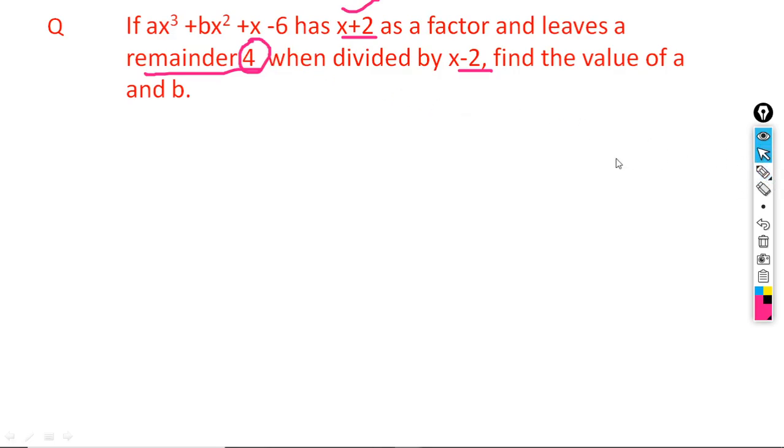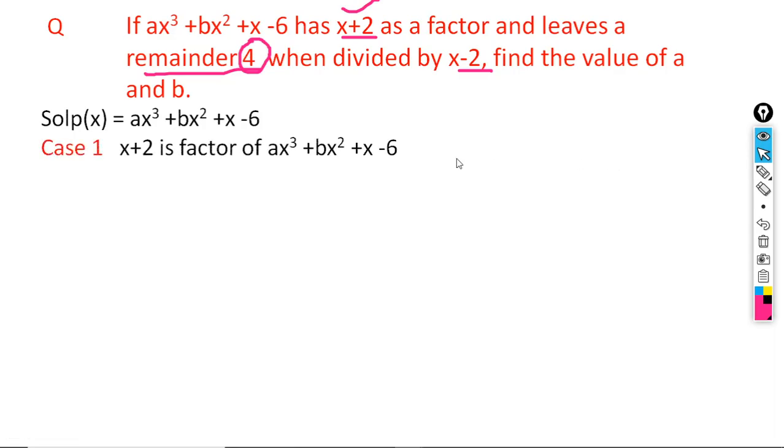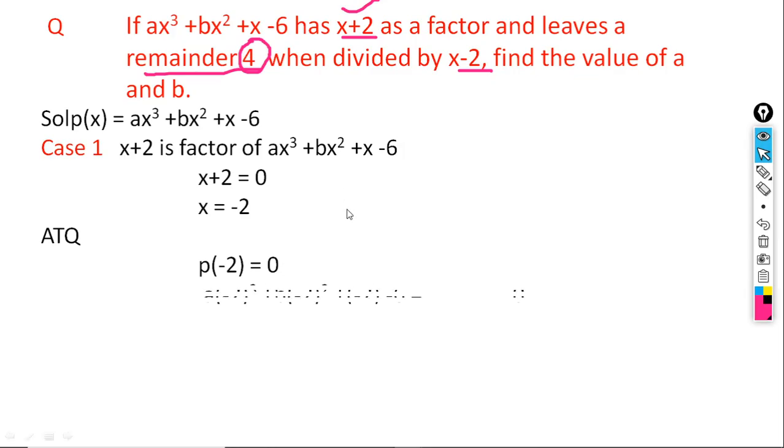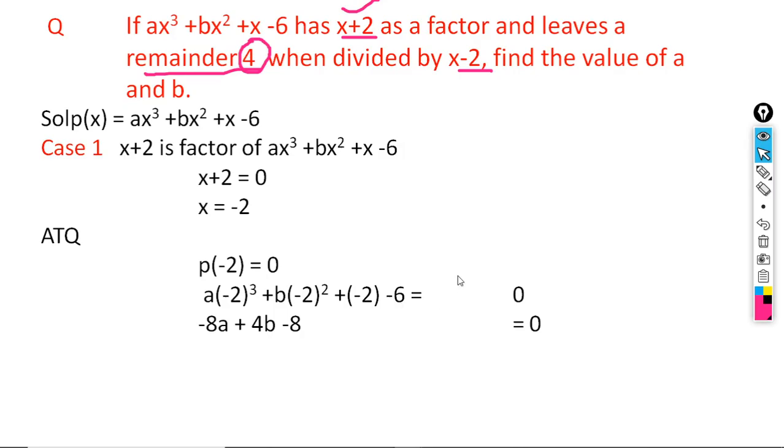First case, we consider the polynomial p of x, and in the first case, x plus 2 is a factor. Let us set x plus 2 to 0. x comes to be minus 2. According to the question, p of minus 2 is equal to 0. I am repeating why I am setting it to 0, because x plus 2 is a factor, so we got p of minus 2 equals 0. We will substitute the value in the polynomial. By solving this further, we get minus 8a plus 4b minus 8 equals 0. You get minus 8a plus 4b is equal to 8. As I discussed in the previous question, the constant term will be shifted to the right hand side.